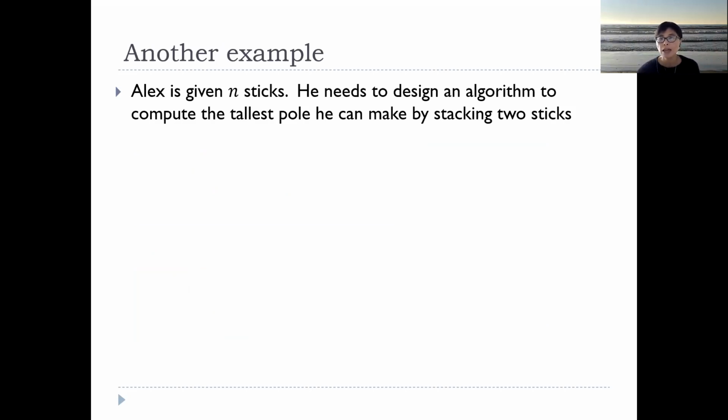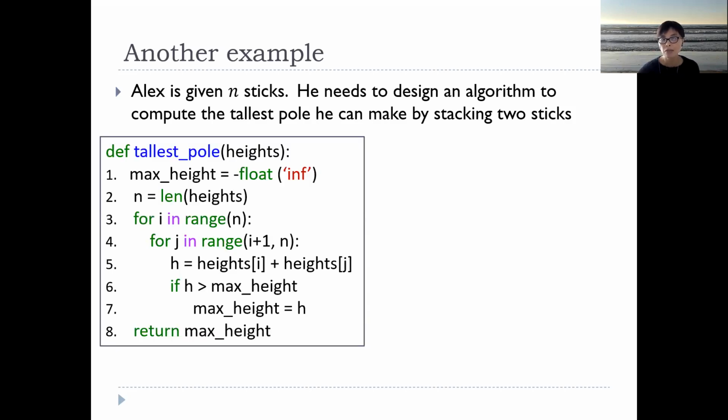Again, when we're given the problem, the first thing you ask yourself is, what is the most simple, the most straightforward way that I'm going to solve this problem? What is that algorithm? Well, we have n sticks, and we need to pick 2 out of them to make a pole. So let's just try all combinations. The first idea to design this algorithm is the following.